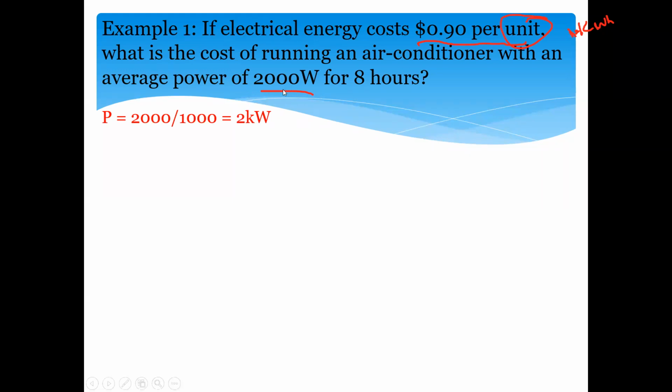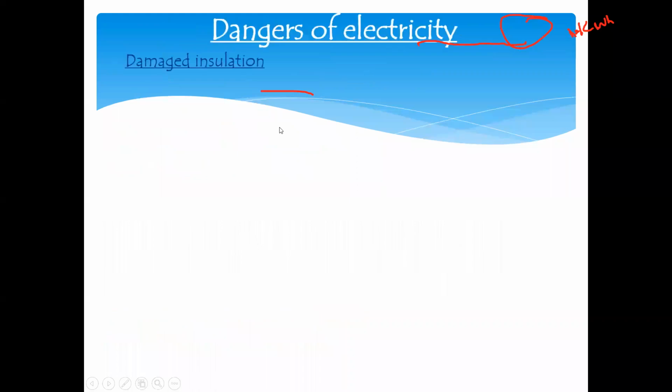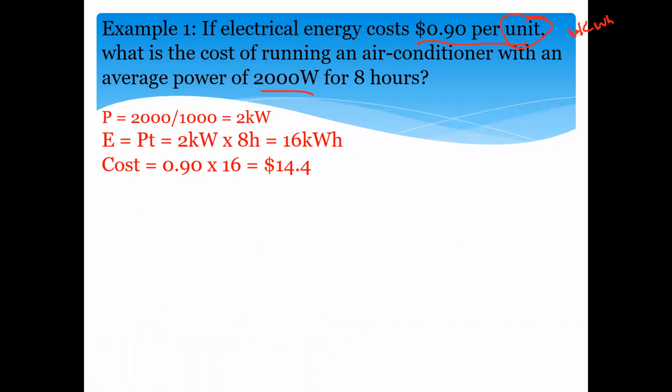So first the 2000 watts, we divide by 1000, so it converts into kilowatts. It is 2 kilowatts, and 2 kilowatts multiplied by the total time we are using the air conditioner, 8 hours, so it will be multiplied by 8. So 2 multiplied by 8 equals 16 kilowatt hours. So 16 kilowatt hours means 16 units are used, because 1 kilowatt hour means 1 unit.